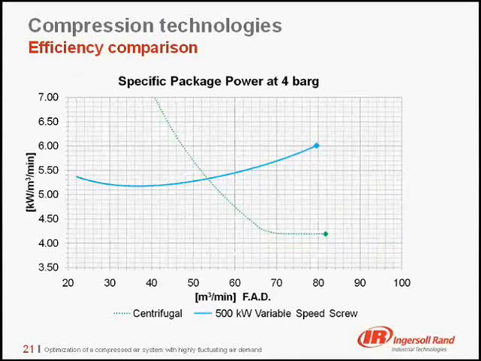This is the specific power comparison at 4-bar gauge between a 2-stage centrifugal compressor and a 2-stage 500 kilowatt variable speed screw compressor the customer wanted to buy. The green point represents the specific power of the centrifugal compressor at its design point, and the dotted green curve shows the specific power when the same compressor is regulating.